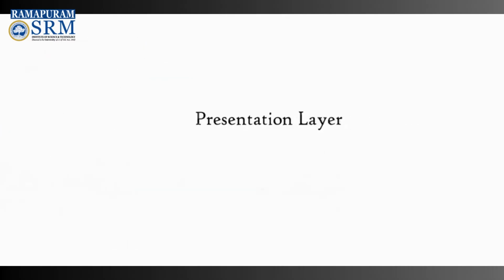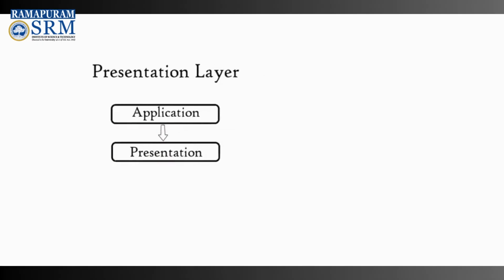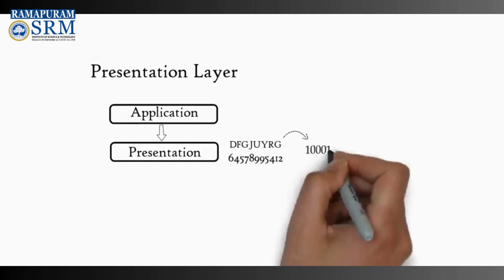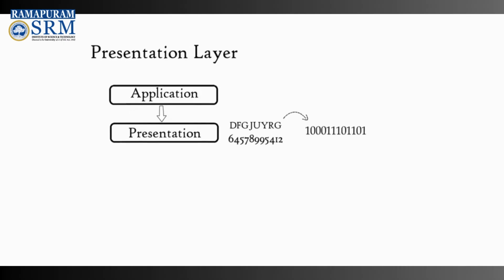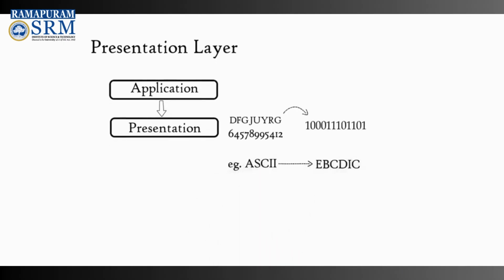Next to the application layer is the presentation layer. The presentation layer receives data from the application layer. This data is in the form of characters and numbers. The presentation layer converts these characters and numbers to a machine-understandable binary format. For example, conversion of ASCII to EBCDIC code. This function of the presentation layer is called translation.